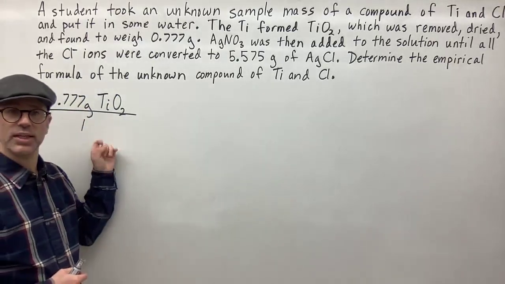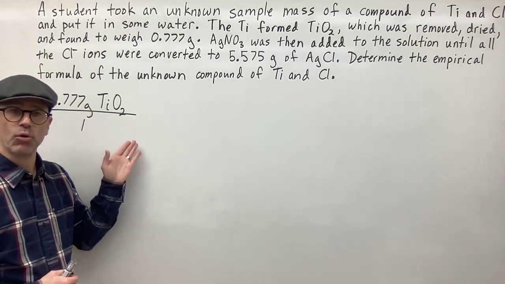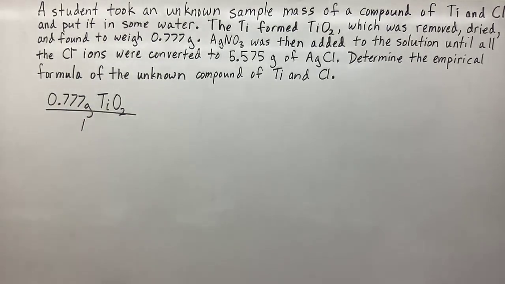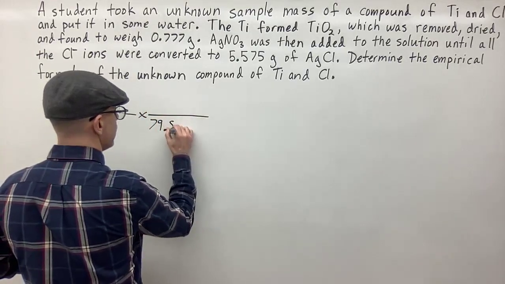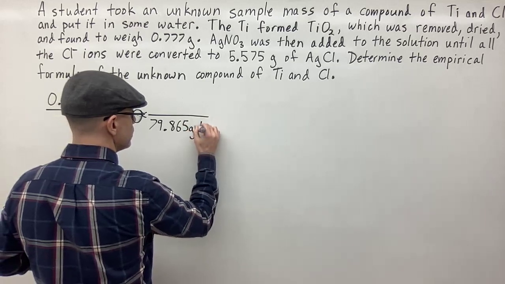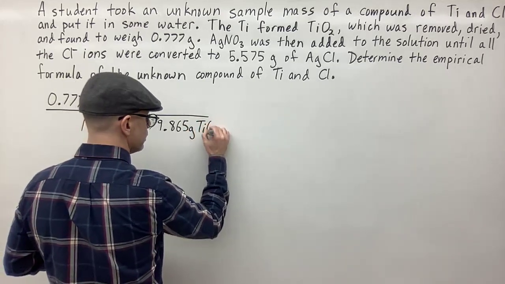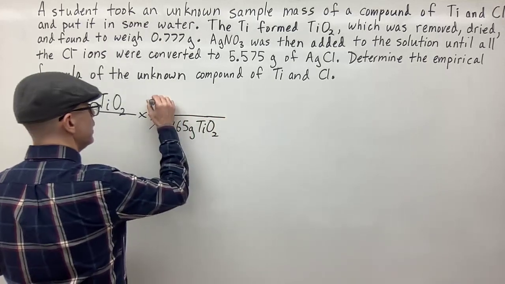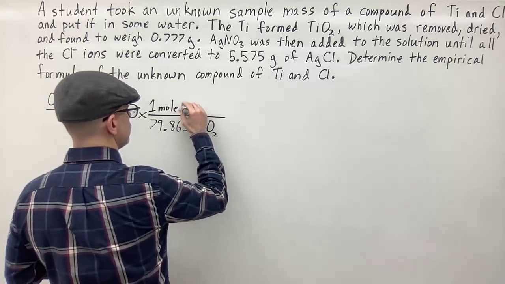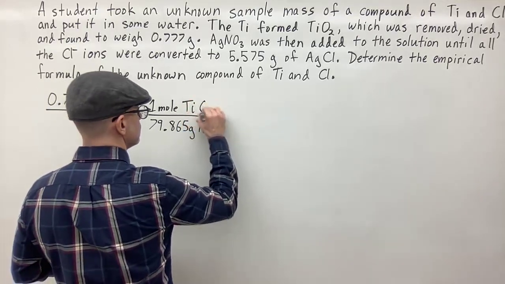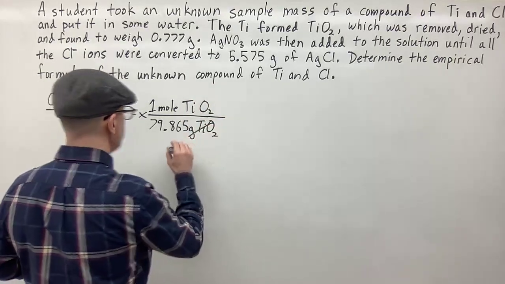So what do we need? We need the molar mass to convert this to moles. So when we look up the molar mass, we get 79.865. So 79.865 grams of the titanium 4 oxide on the bottom, and 1 mole of the titanium 4 oxide on top. So grams are going to cancel out.